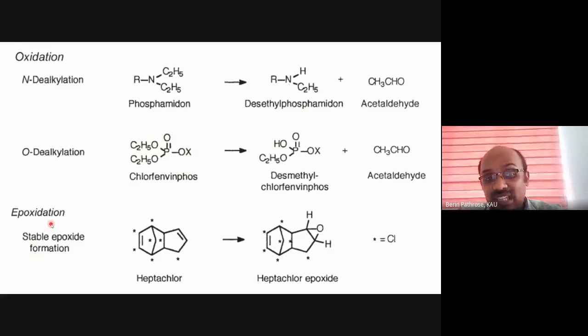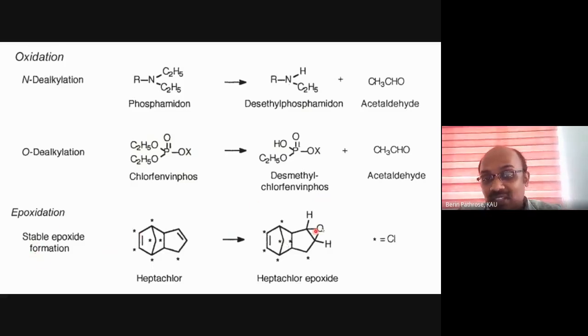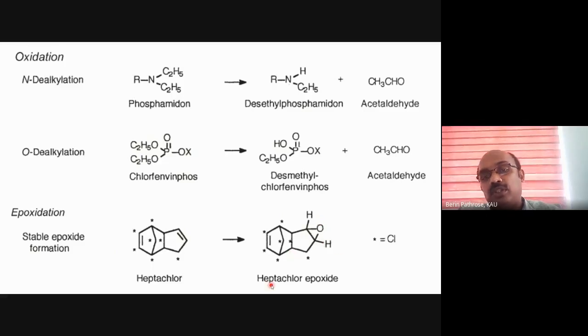The next one is epoxidation. That means addition of an oxygen atom. See it over here. This is heptachlor. We have a double bond over here, and at the position of the double bond there will be an epoxide. This is the formation of an epoxide molecule. Are you clear with these three? N-dealkylation, O-dealkylation, and epoxidation. These are just chemistry things. Yes.